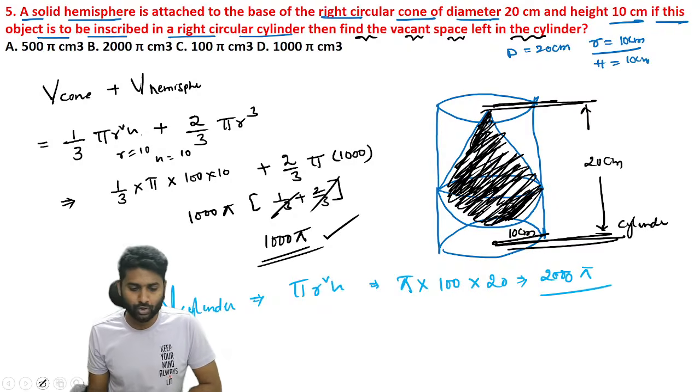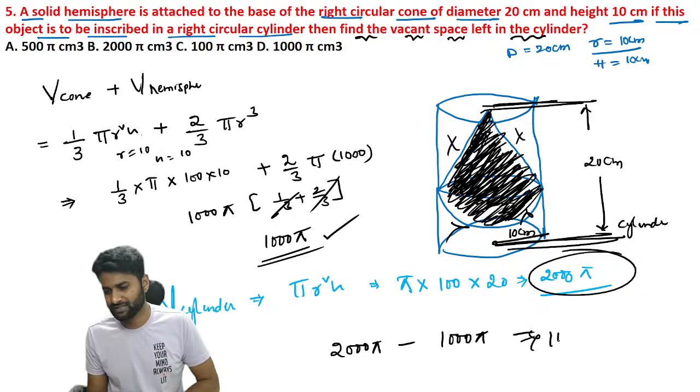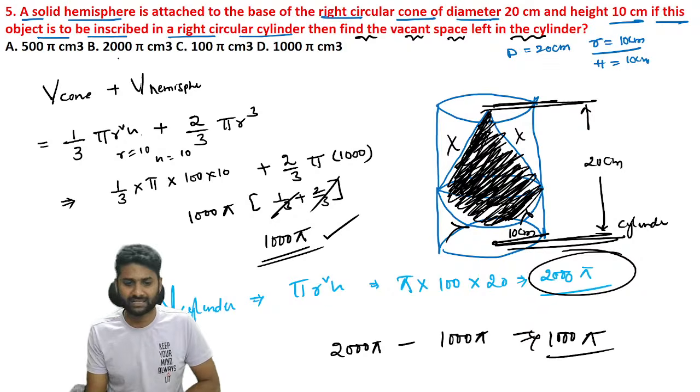Guys, we know the total volume. The total means the inside space of the cylinder is 2000 pi. And the space occupied is the volume we already calculated, exactly equal to 1000 pi. If you subtract that value, we call it the rest of the area. So how much is the rest of the area here? 1000 pi is the correct answer.